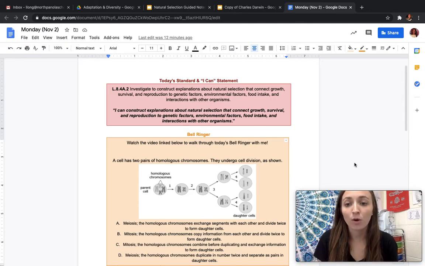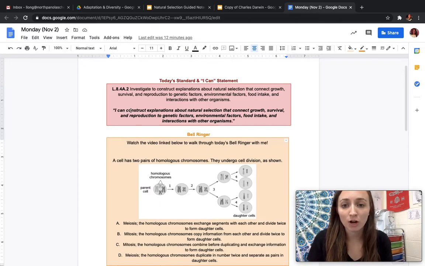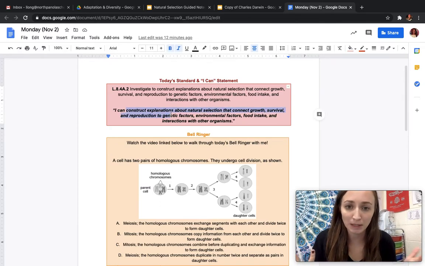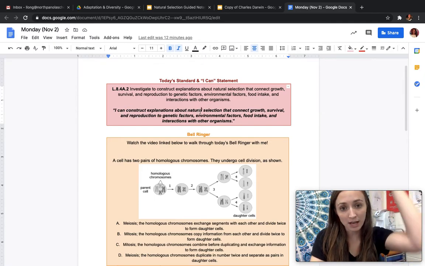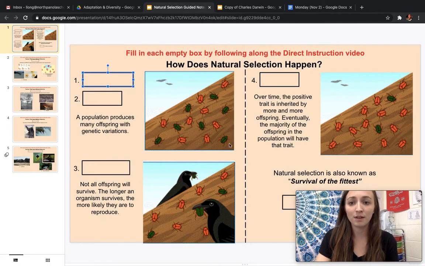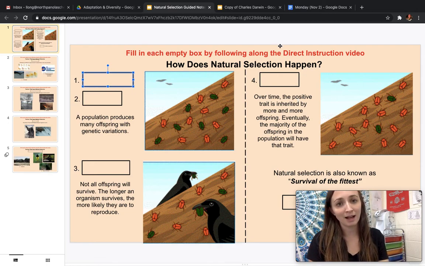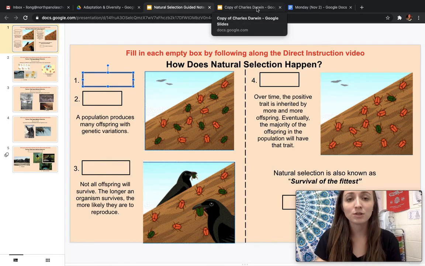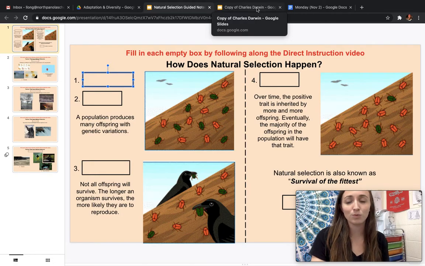So today we're going to be able to construct explanations, or just explain, how natural selection, which we talked about on Thursday, connects growth, survival, and reproduction to all of these things. So we're going to talk about these things in our notes today. You should have this little slideshow pulled up and we're going to fill it in as we go. But first, let's review what we talked about on Thursday because we had a whole weekend. Our brains might be a little rusty.